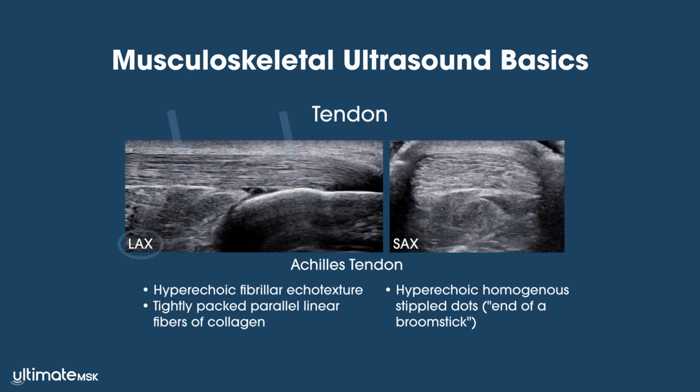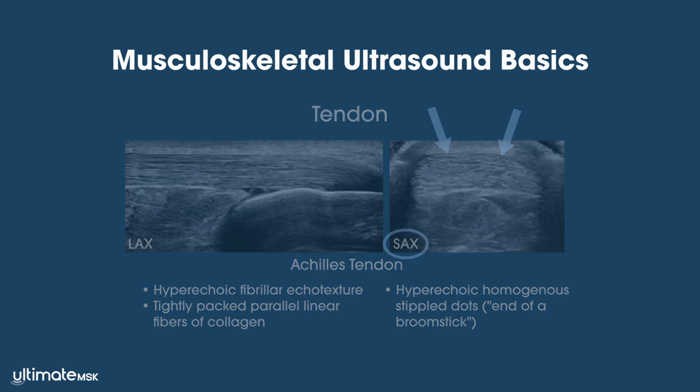Tendon appears as a hyperechoic fibrillar structure in the long axis transducer orientation due to its tightly packed, longitudinally oriented collagen fibers. In the short axis view, tendon appears as a tightly packed group of echogenic dots, often compared to the appearance of a broomstick's bristle ends.